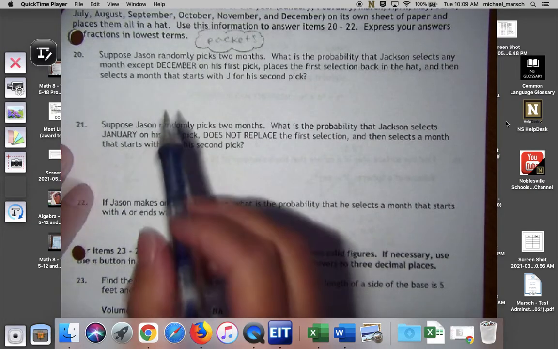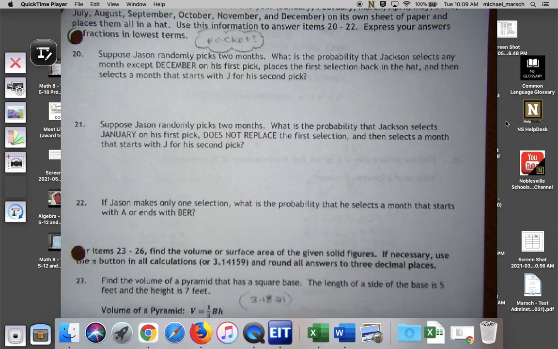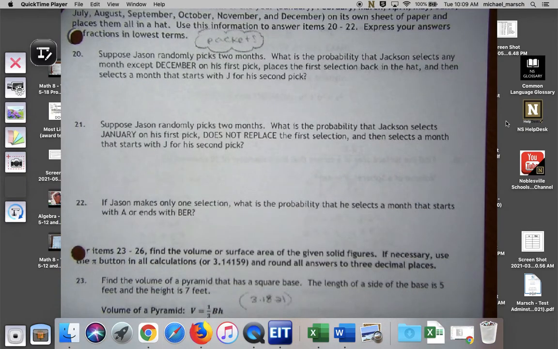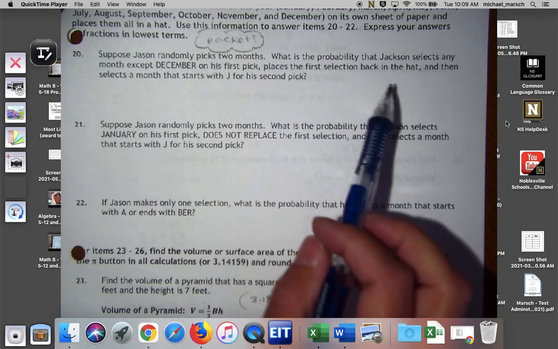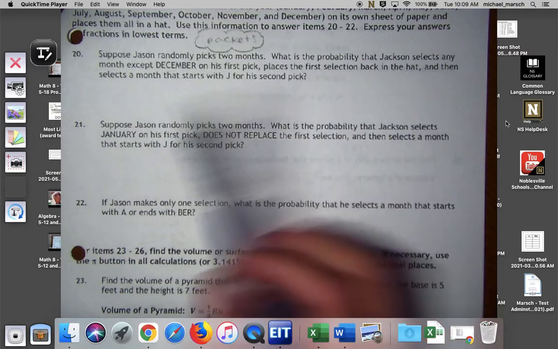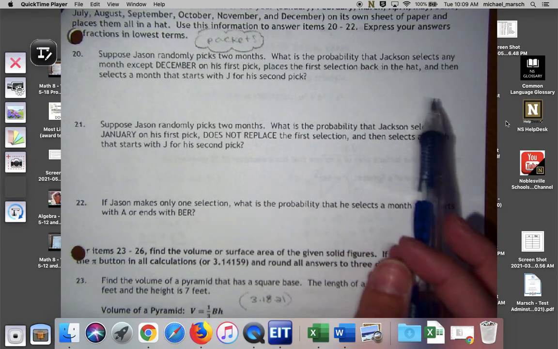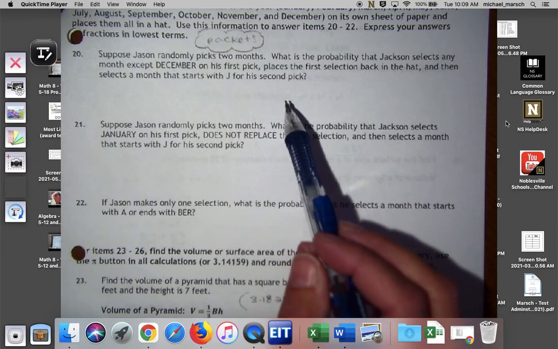Question 20. Suppose Jason randomly picks 2 months. What's the probability that, I don't know why his name changed to Jason and Jackson. It's the same kid. What's the probability that Jackson selects any month except December on his first pick, places it back in the hat, and then selects a month that starts with J for his second pick?